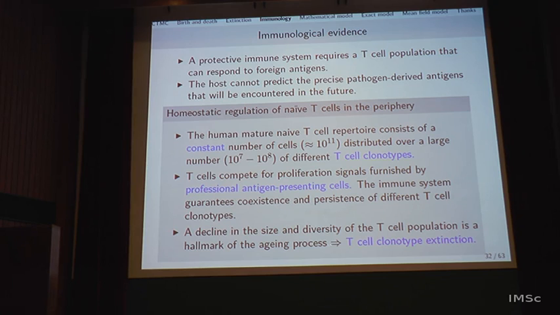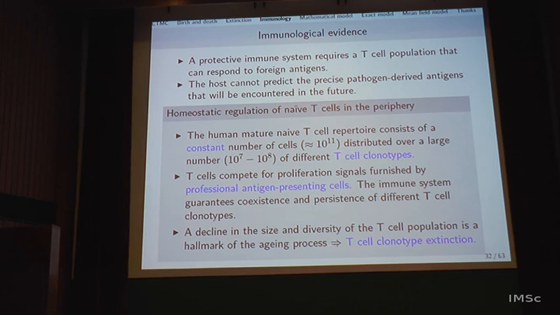But when you have a large heterogeneous population, you want to ensure that you maximize diversity. That type of competition is in place and furnished by professional cells, the antigen-presenting cells. Through this competition, what you can have guaranteed is coexistence and persistence. Unfortunately, as we age, both the size of this population and the diversity of the naive T cell population go down. And that means that if we lose some of these families, at some point the family size went down to 0, which would correspond mathematically to extinction.